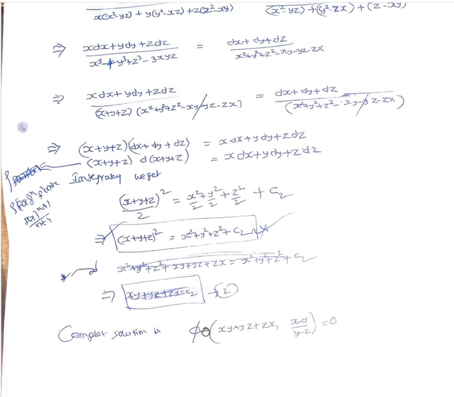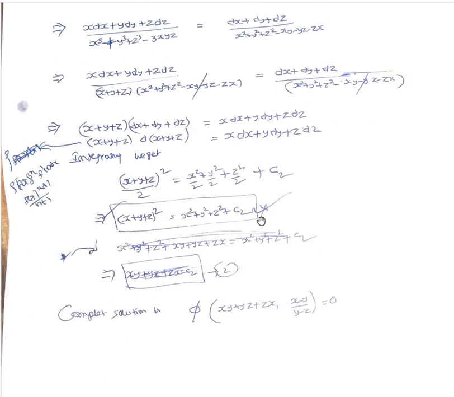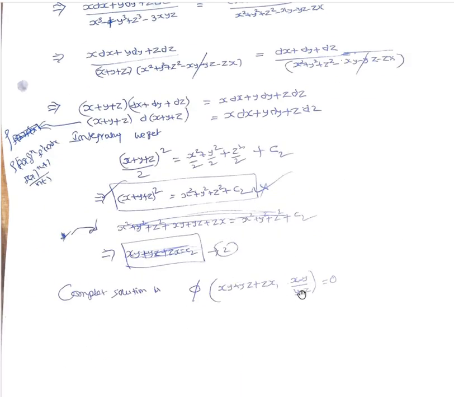So general solution is phi of c1, c2 is equal to 0. c1 is this, xy plus yz. So complete solution is what you get: x minus y by y minus z. So c1 is this one. So you have to write this one. Okay, thank you.